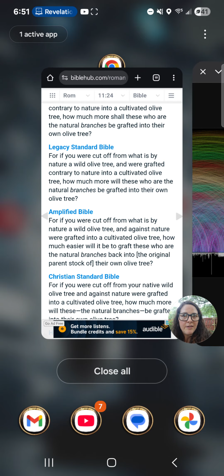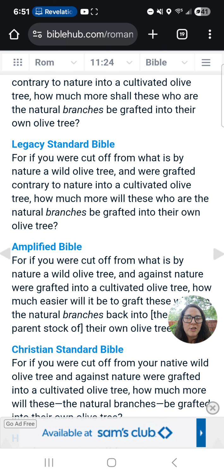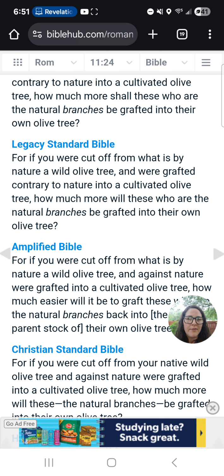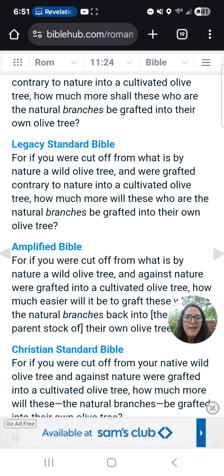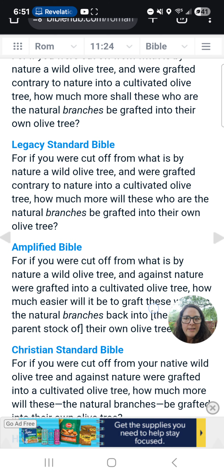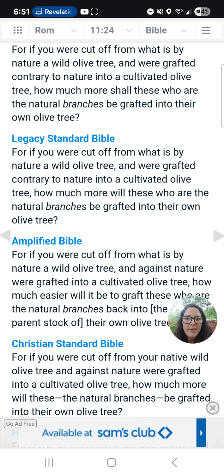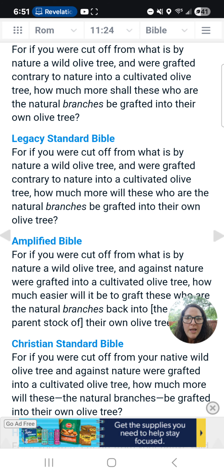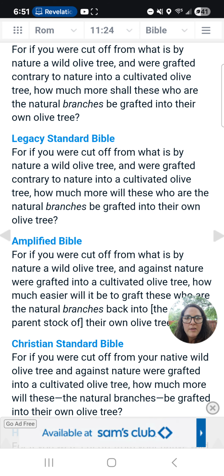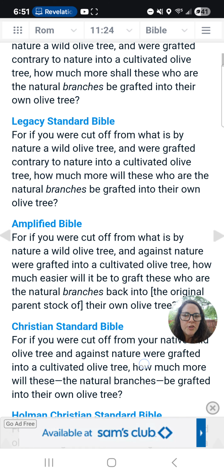And then again over here in Romans, we have Paul. Paul is talking to the Gentiles and the Jewish believers to kind of tell them where they fit in, and he uses olive tree. I'm using the Legacy Standard Bible, so I'm going to read from there. "If you were cut off from what is by nature a wild olive tree, and were grafted contrary to nature into a cultivated olive tree, how much more will these who are the natural branches be grafted into their own olive tree?" So he's not just using olive tree.